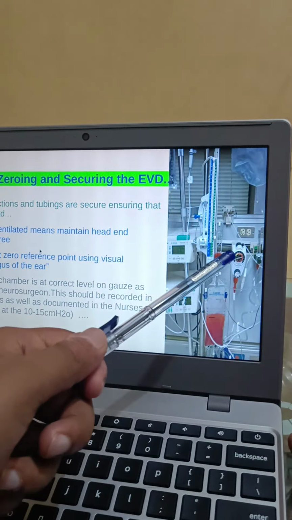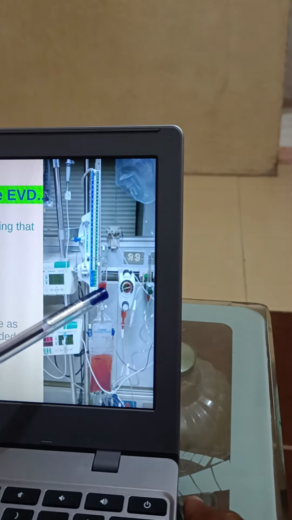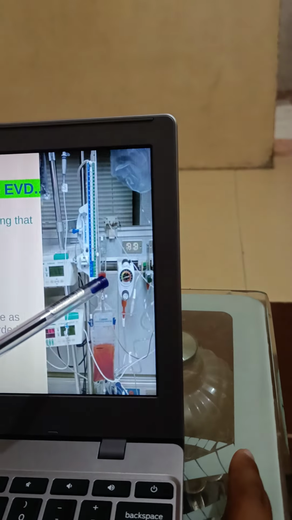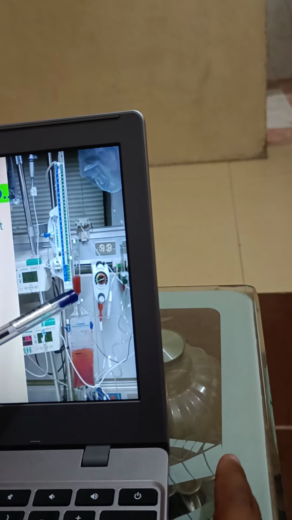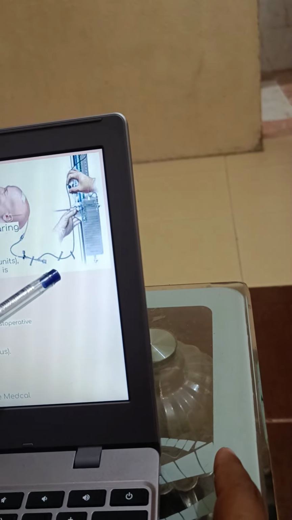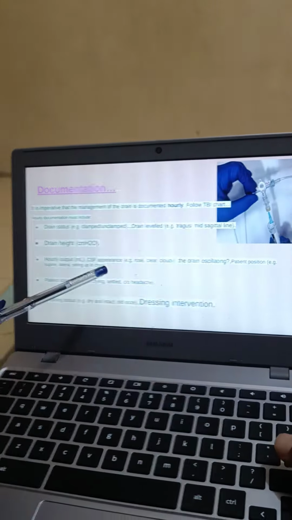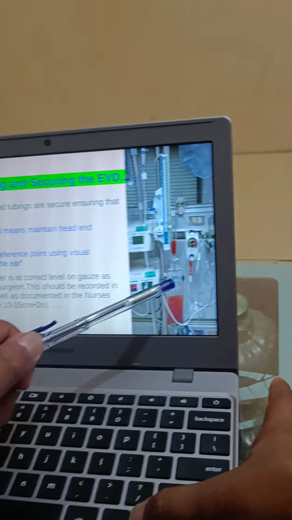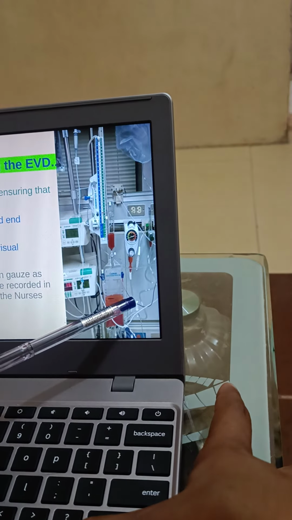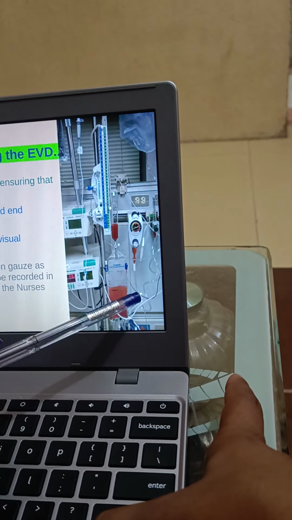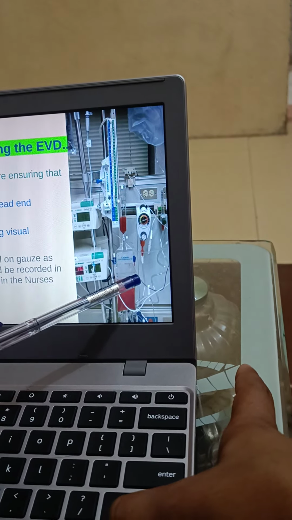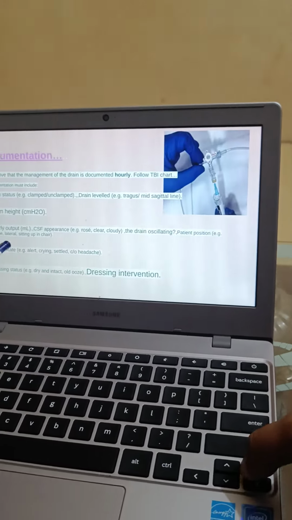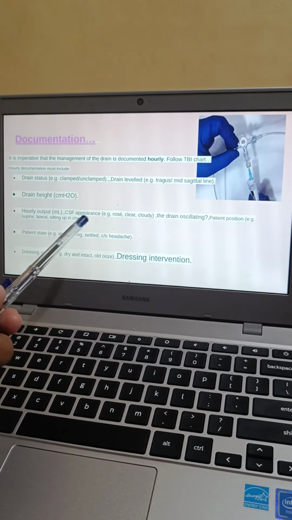If the CSF is a little mildly reddish, or thick, or there is any color change, we need to inform. Then check whether the drain is oscillating. You can see there is some movement, a moving bubbling movement, and that is what we should see. Then the patient position, everything we should do.